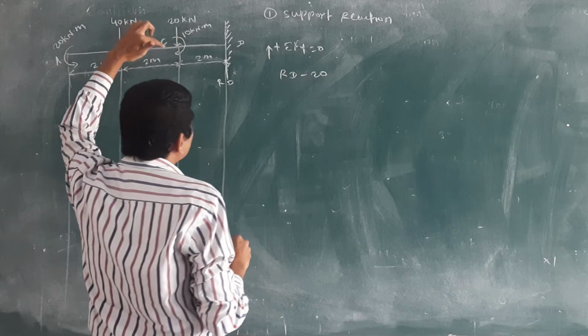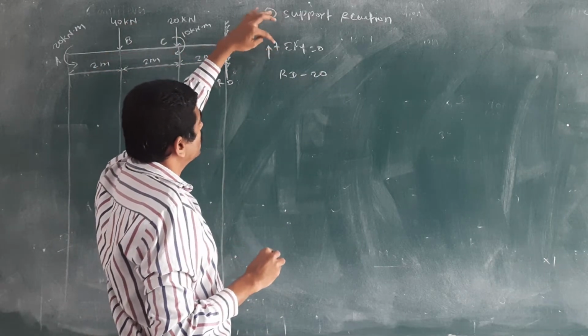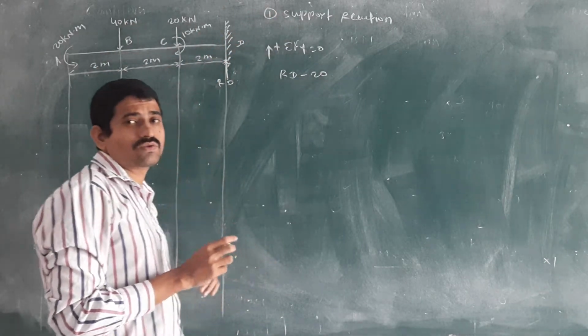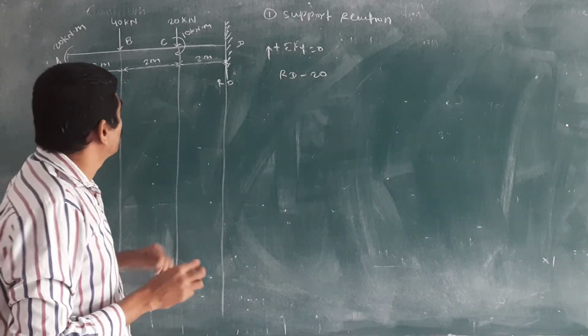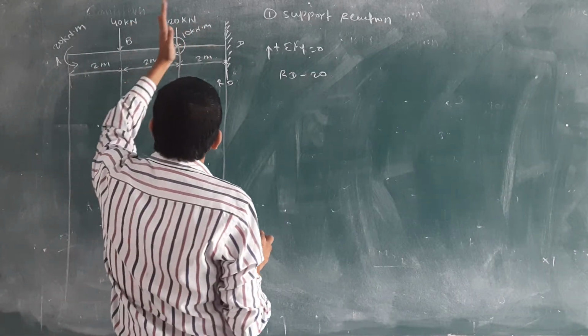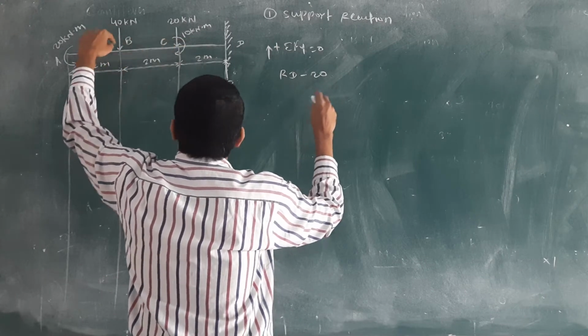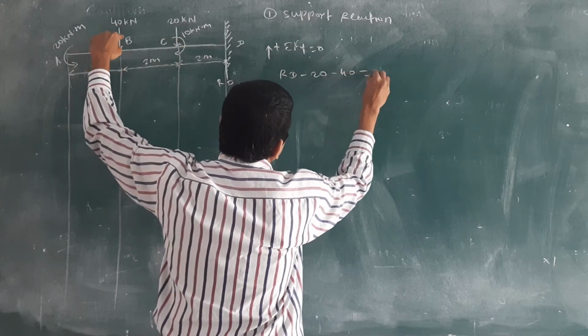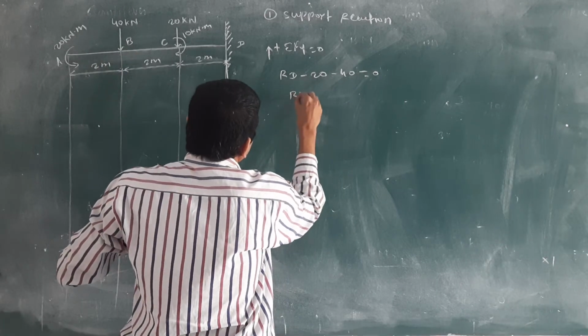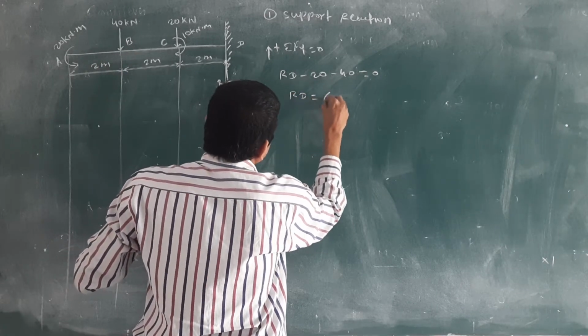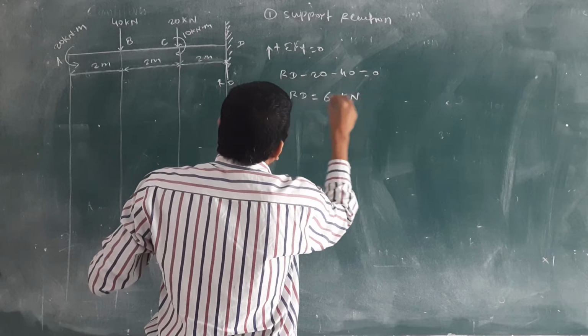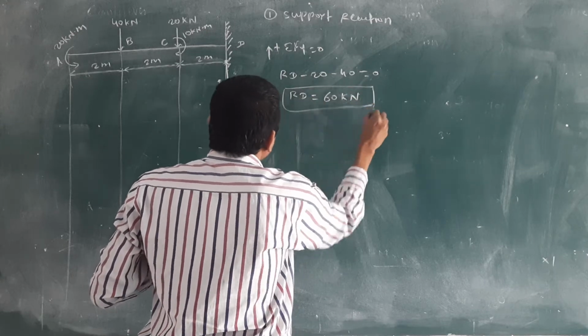Don't consider the moment when you find the summation of Fy equal to 0, because think about only the loads. RD minus 20, then minus 40 is equal to 0. Then you will get RD equal to what? 60 kilonewton. RD is equal to 60 kilonewtons.